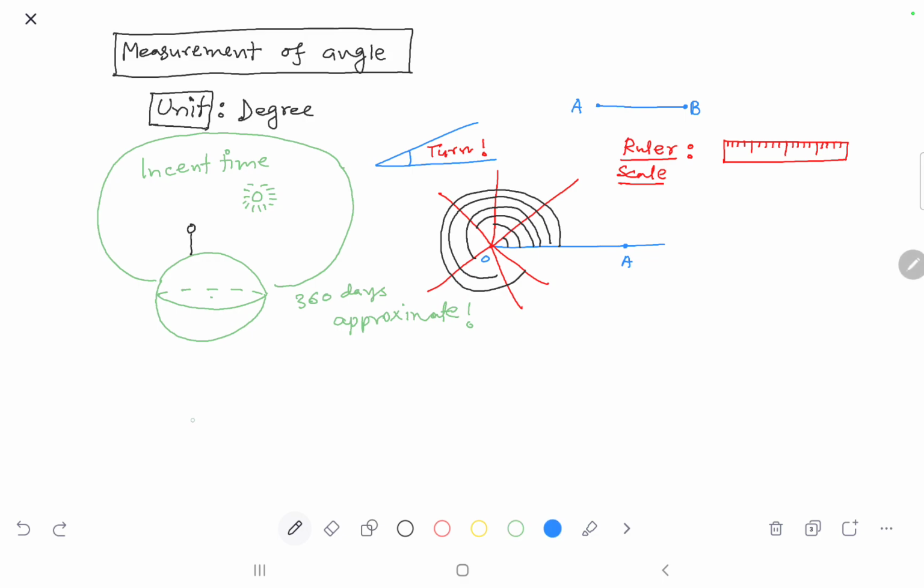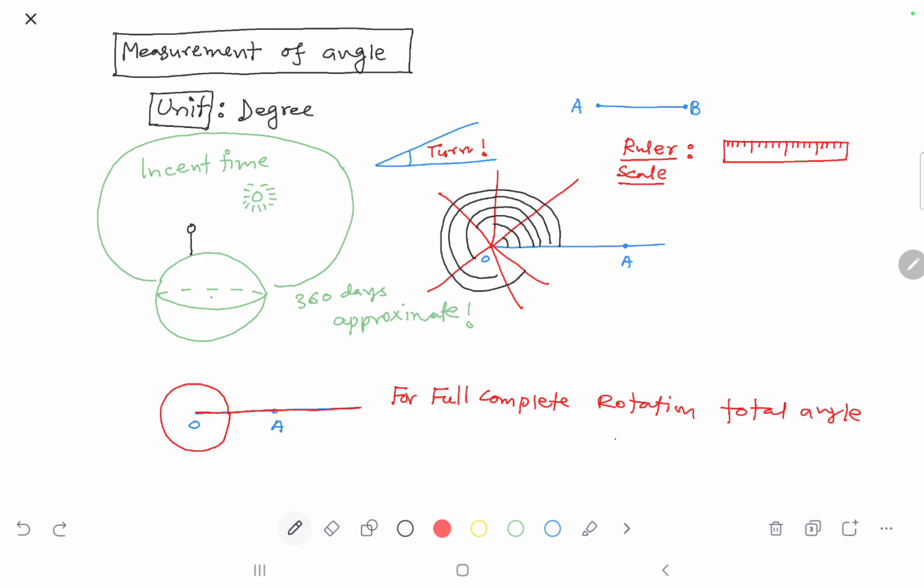Let's say you have ray OA, and if you make the total complete rotation and come to this ray again, so that they coincide, then the total angle for a full complete rotation is defined as 360 degrees, or shortly people write it like this, 360. Okay, Muhammad?